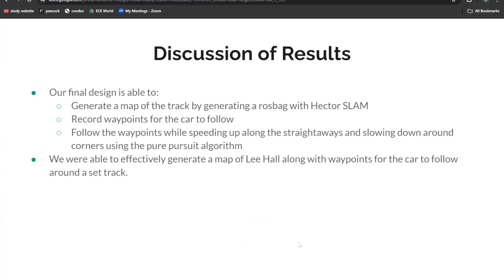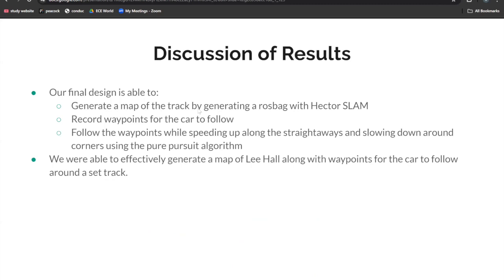Hello, everybody. I'm back. It's Gavin again. So these are the results from our project. We were able to fully generate a map of the track by generating a ROS bag with Hector SLAM. We showed a video of that earlier as well. Our car is able to follow waypoints throughout Lee Hall, which is quite cool in my opinion. And then the car is able to speed up on straightaways and slow down dynamically in cornering.